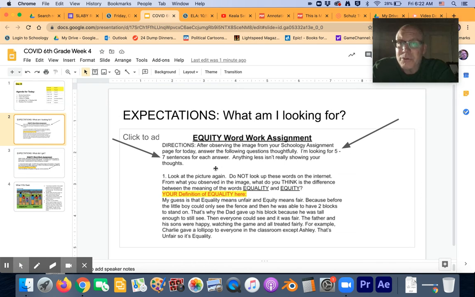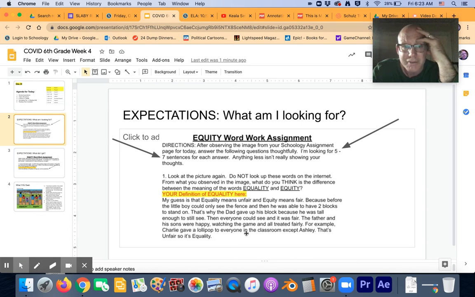Anything less isn't really showing your thoughts. So we do have some students who did an amazing job. So this is one person's answer to that question. I said, do not look up the words on the internet. From what you observed in the image, what do you think is the difference between the meaning of the words? This person said, my guess is that equality means unfair and equity means fair. Because before the little boy could only see the fence, and then he was able to have 2 blocks to stand on. That's why the dad gave up his block, because he was tall enough to see. Then everyone could see it, and it was fair. The father and his sons were happy watching the game and all treated fairly.